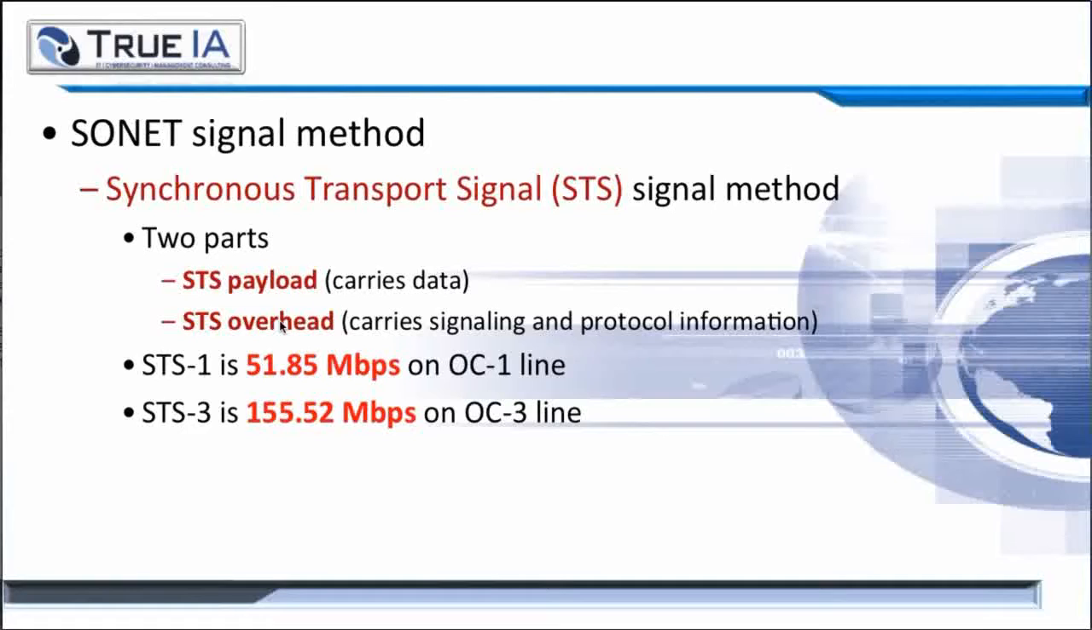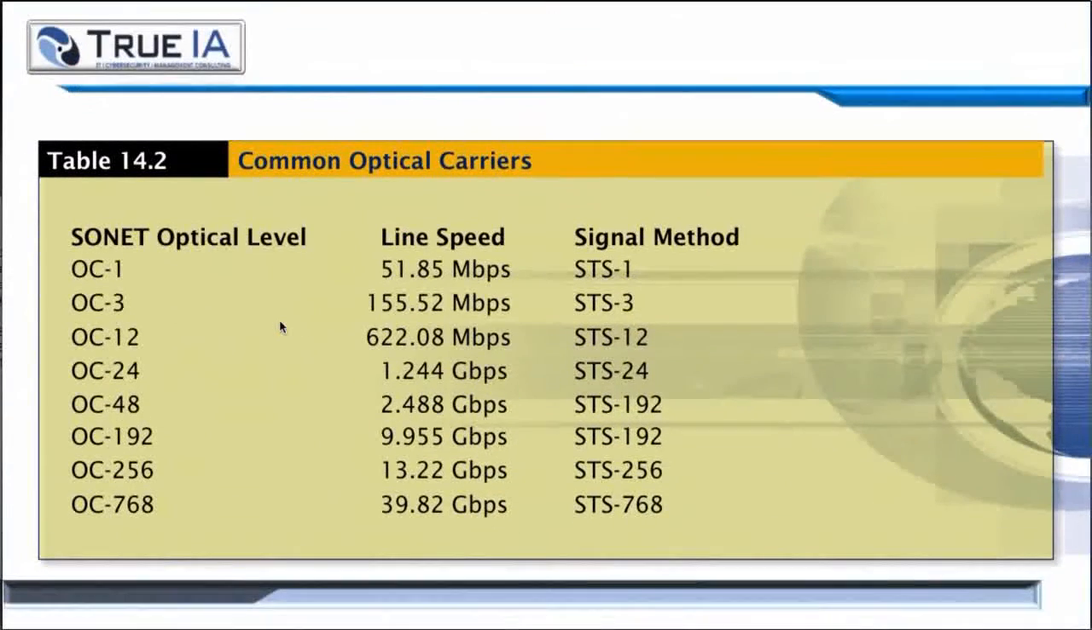So how does SONET work? It starts with the STS, the synchronous transport signal. It's broken down into two parts, the STS payload and the STS overhead. An STS1 is 51.85 megabits per second on an OC1, whereas an STS3 is 155.52 megabits per second on an OC3 line. The Network Plus examination expects you to know and understand the different types of SONET and OCs that are available, as well as their maximum line speeds and their signal methods.